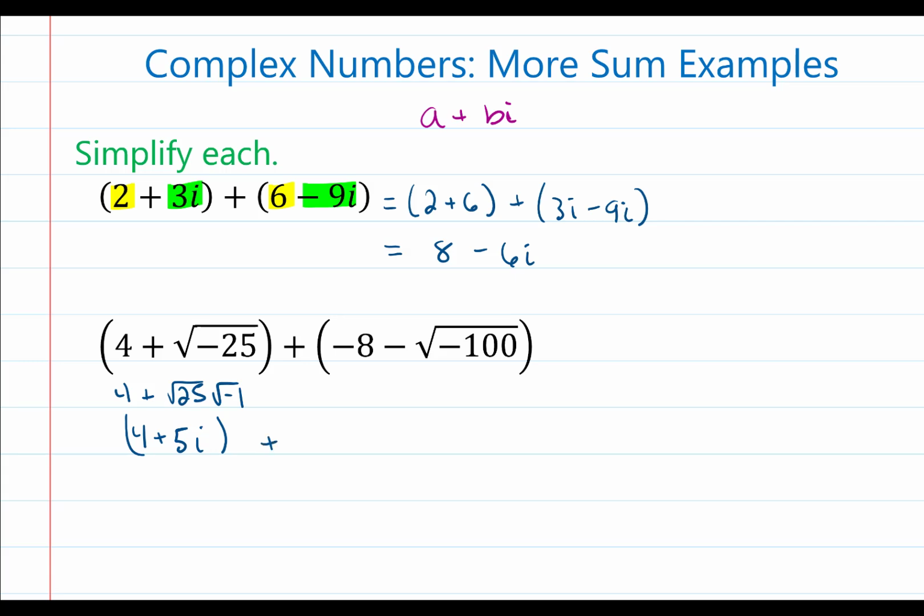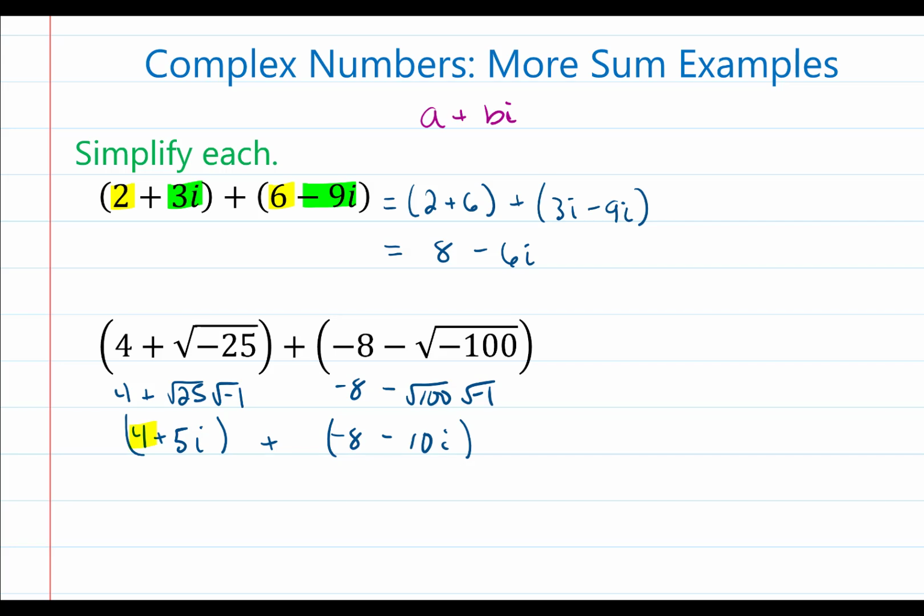Let's do the same thing for the second complex number, again dropping down the real part, and we need to simplify the square root of negative 100. We're going to rewrite this as the square root of 100 times the square root of negative 1. Drop down the real part, and the square root of 100 is equal to 10, and the square root of negative 1 is equal to i. So now we're prepared to identify the real parts and imaginary parts and add them.